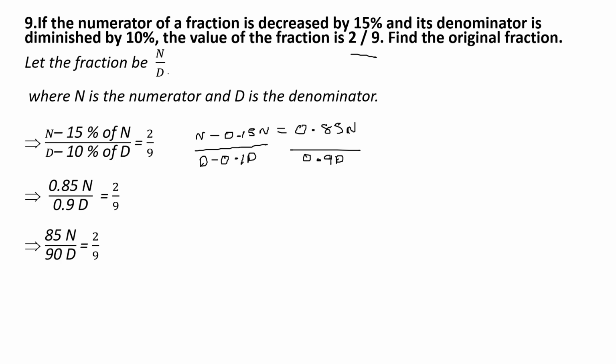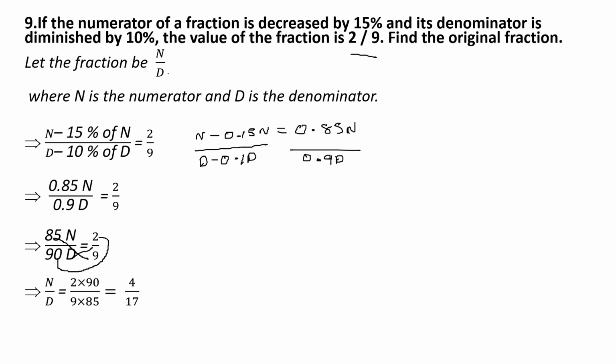Now multiply both numerator and denominator by 100. We get 0.85 into 100 is 85, and 0.9 into 100 is 90. So n by d will be equal to, okay, we cross multiply this. We get 2 into 90. This 90 will be multiplied with the 2, and 85 will be multiplied with the 9. So cross multiplication, we get 2 into 90 divided by 9 into 85.